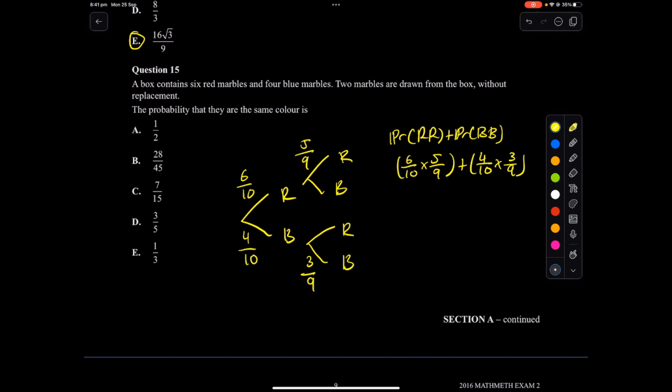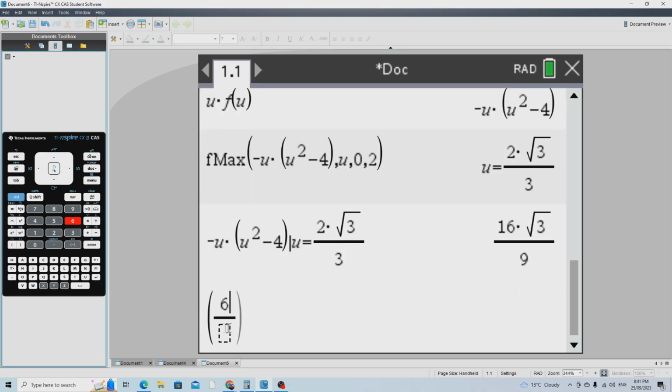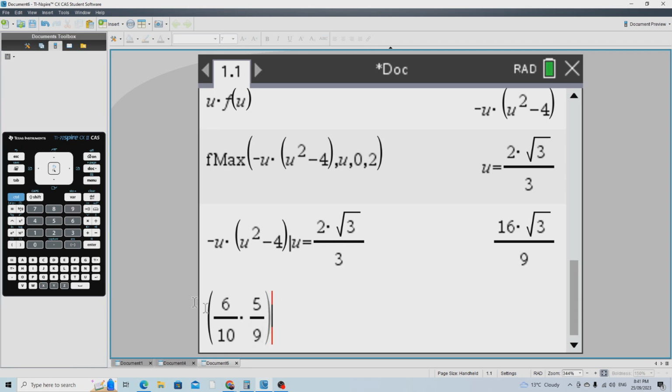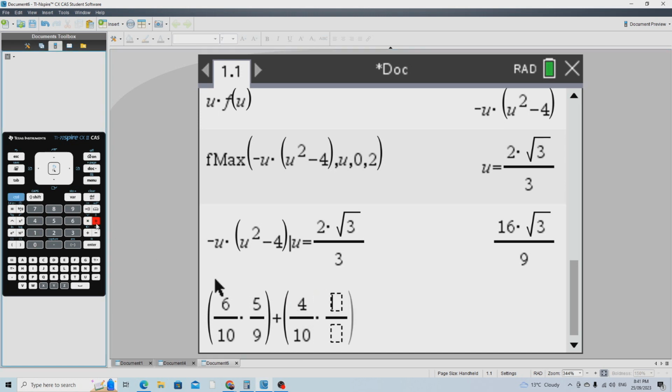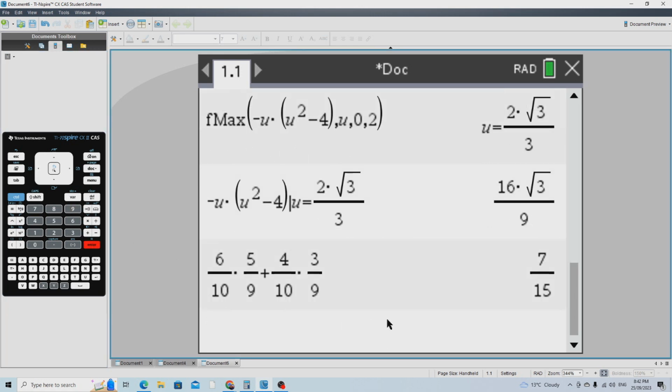Yeah, let's use our calculator. So 6 on 10 times 5 on 9 plus 4 on 10 times 3 on 9. 7 over 15. Done. Choose C.